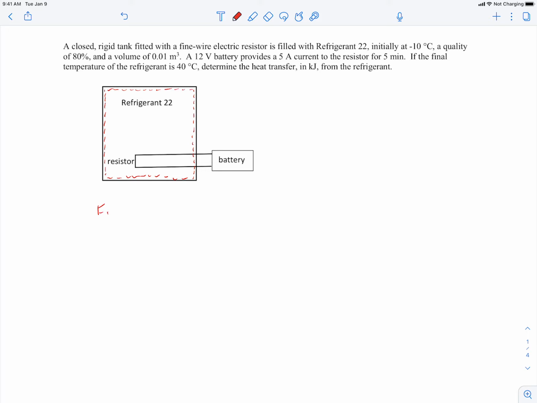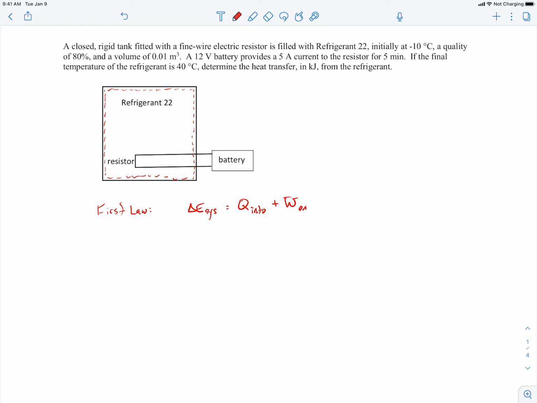And let me write out the first law. This is a system, so the change in total energy of the system is equal to the heat going into the system minus the work done by the system on the surroundings. Now I'm going to write this as the work done on the system.